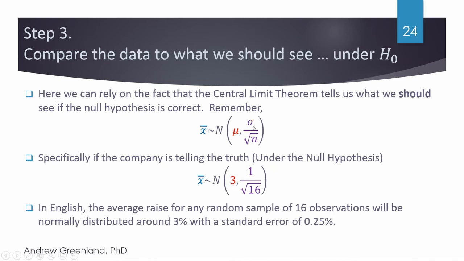We know that the standard deviation in the population for raises is 1%, so that's what we've got right here. And the square root of n is the number of observations we have to calculate our sample average. We had 16 employees from which we calculated our sample average X bar. In English, what we're saying is that the raise for any random sample of 16 observations will be normally distributed around 3% with a standard error of 0.25%.